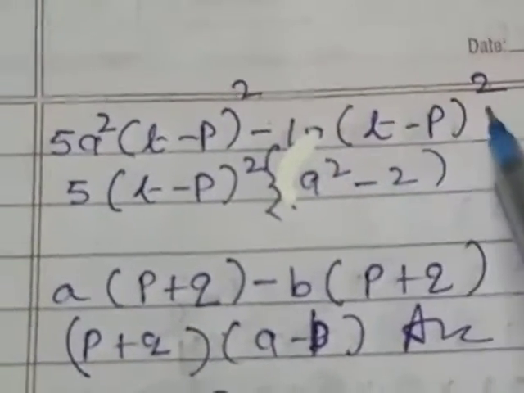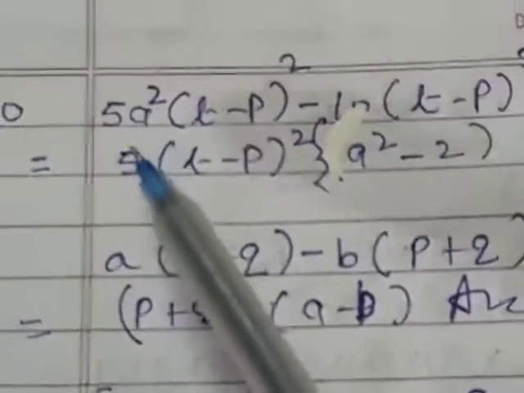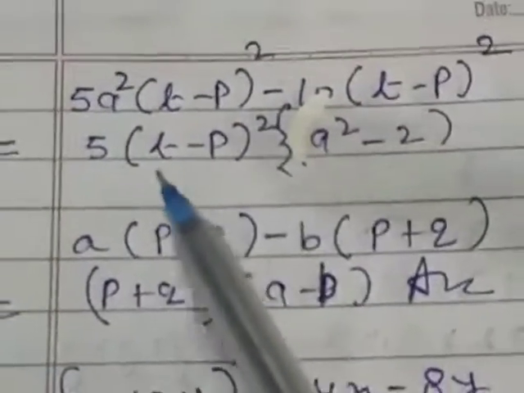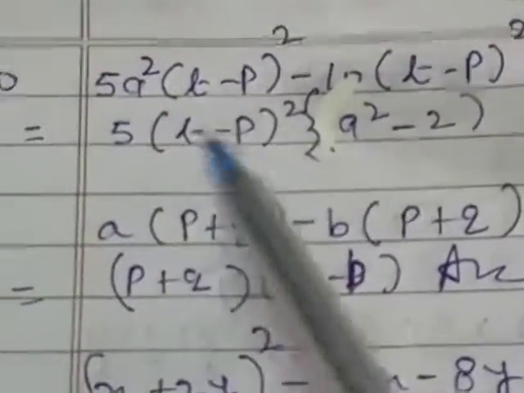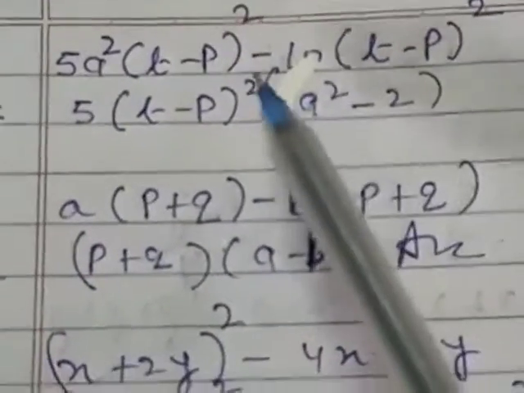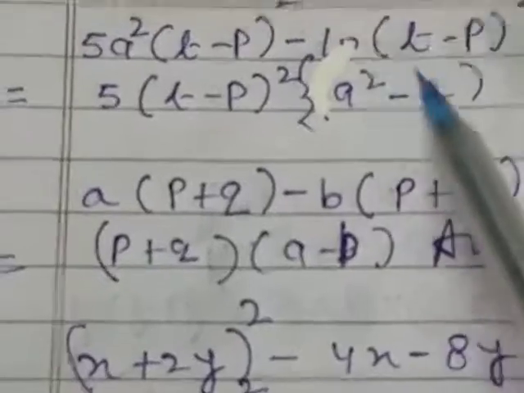Next question, number 10: 5a square into t minus p whole square minus 10 into t minus p whole square. Here 5 is common and t minus p whole square is common. When we divide, 5 cancels out, t minus p whole square cancels out, and you get only a square. Minus sign is here: 5 divided by 10 is 2, and t minus p whole square cancels out.